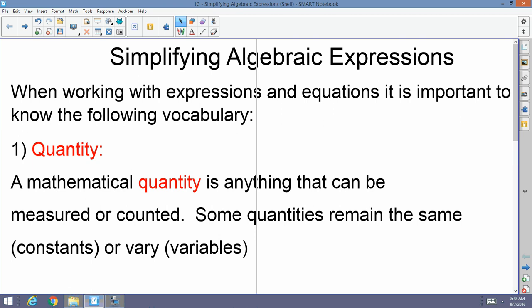So I had 5 slices of pizza. 5 slices is a quantity. The millionaire owned 7 different types of Bugattis. That's a quantity. The baseball player hit 12 home runs. That's a quantity. Anything that can be counted or measured.